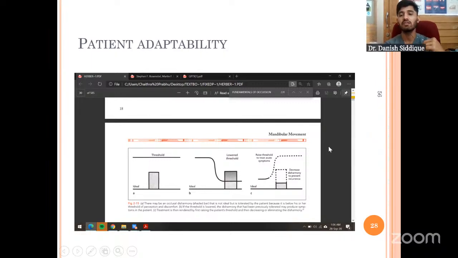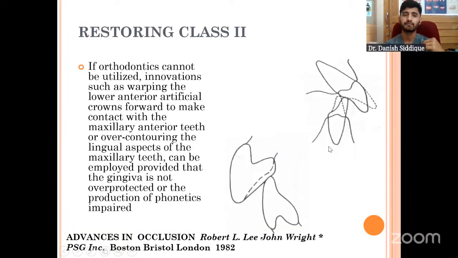And after that, only you do some amount of occlusal changes. So how do you do the restoration changes? There are a few cases that we see, for example, in cases of a class 2, where some amount of anterior overjet is increased. In those cases, how do you normally restore it?